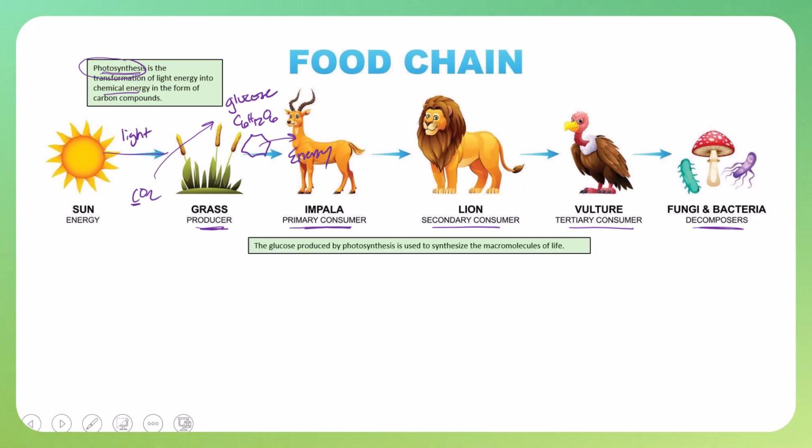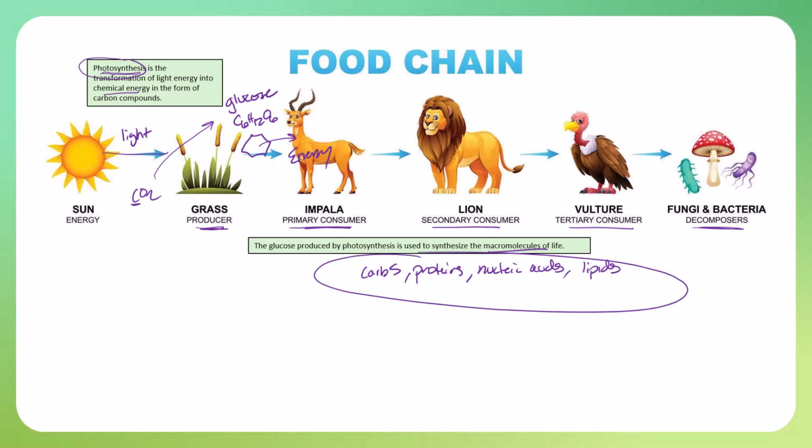So, the glucose produced by photosynthesis is used to synthesize macromolecules of life, and those macromolecules are things like carbs, proteins, nucleic acids, and lipids. These are the macromolecules of life. We've talked about those in previous videos. The macromolecules would be carbohydrates, proteins, nucleic acids, and lipids, and they all originate as a carbon compound, usually the carbon coming from carbon dioxide, and all of these are being made from the producer level of these particular food chains.